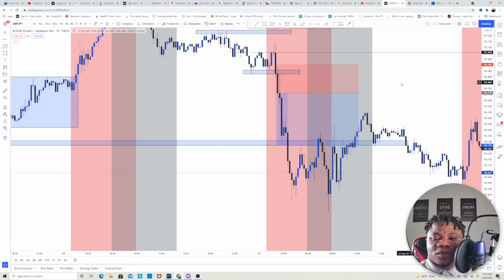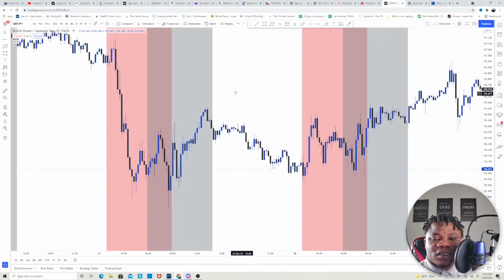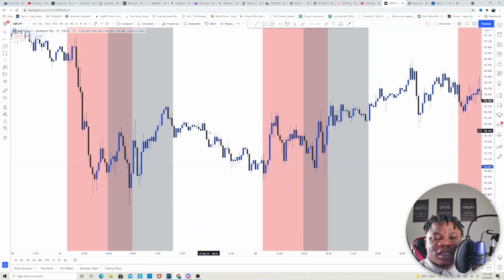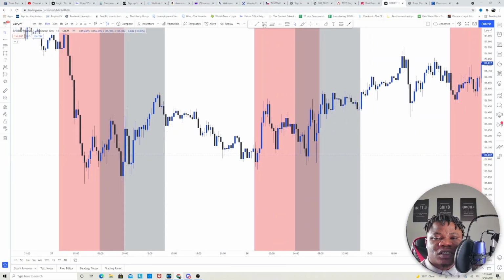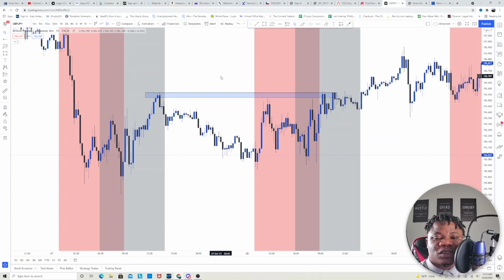Now if we keep looking, let's delete all of this and keep looking. Now this is another day. Now we're on to the next day. During New York session, we have a high here. Now each setup is definitely going to be different. They're not all going to be the same. As long as you identify your highs and your lows, then you'll be good to go.